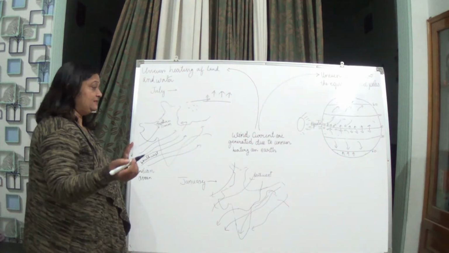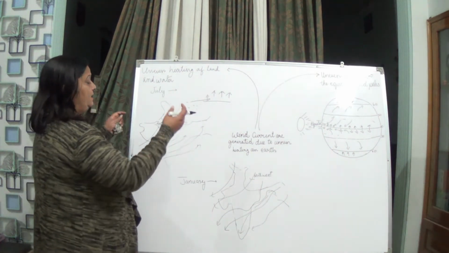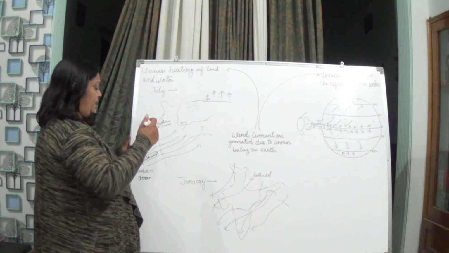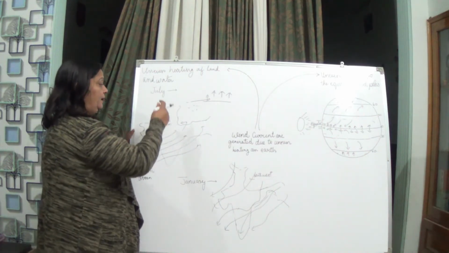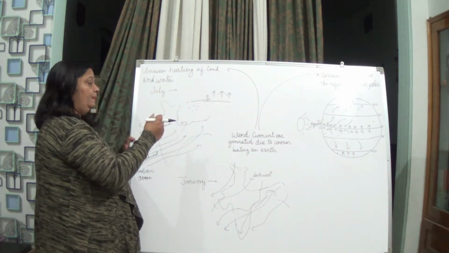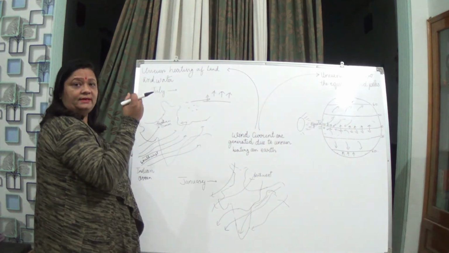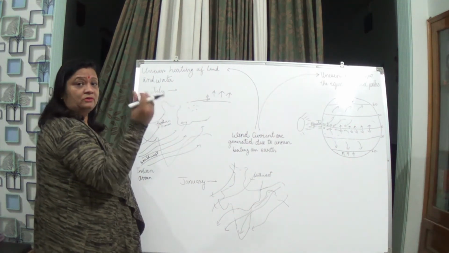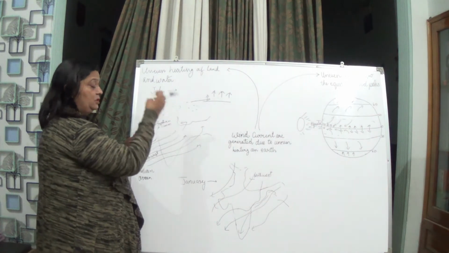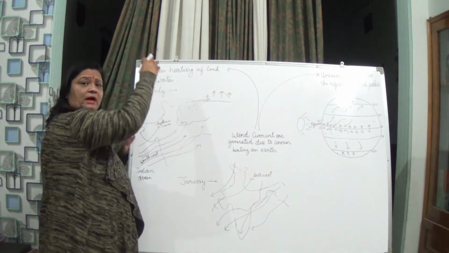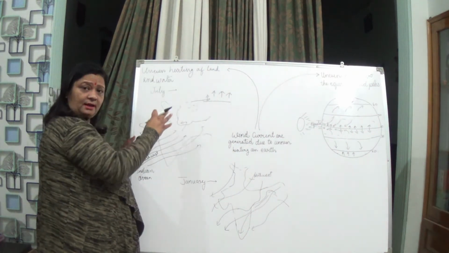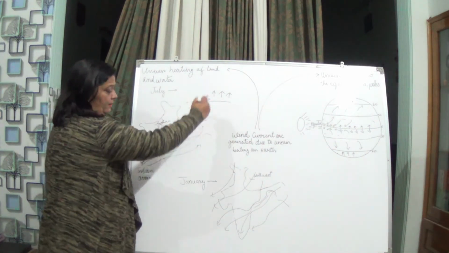Okay, like you can see here, this is the map of India. Here, what happens during the summer season? The land gets too heated, isn't it? In the month of June, we can see it gets too much heated, and as a result, when it gets heated, what happens? The air starts rising up.